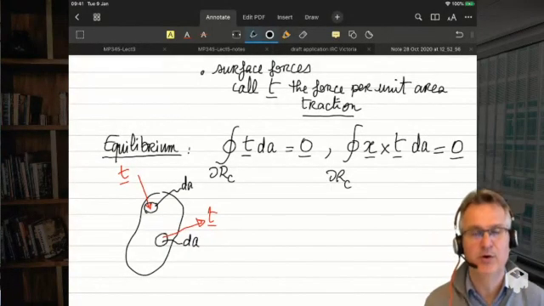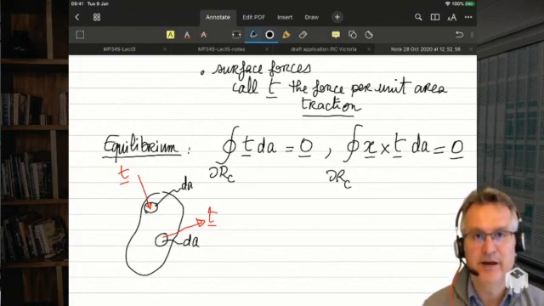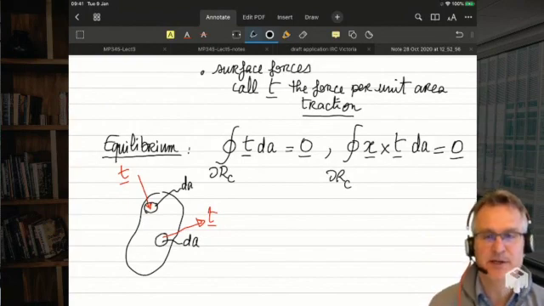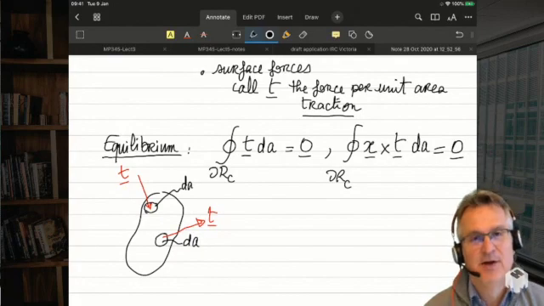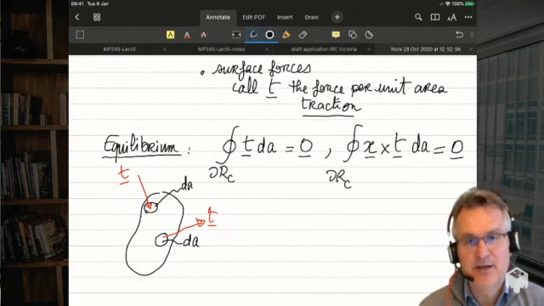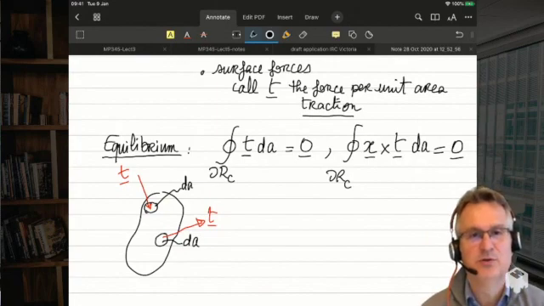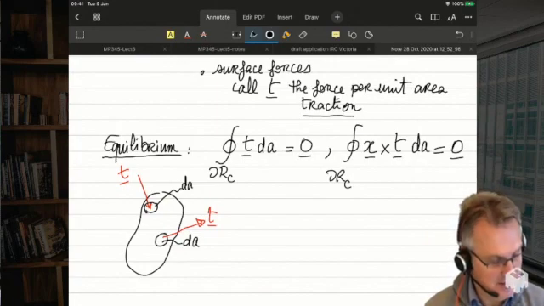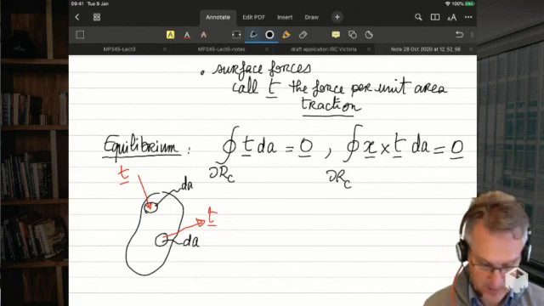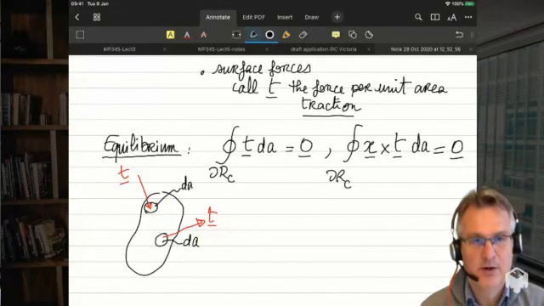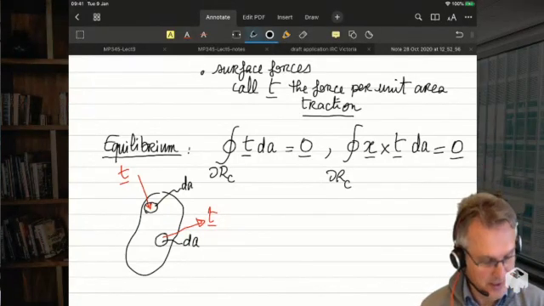Which, if you remember, is R cross F in first year mechanics, first year applied maths. Now F is T dA, because that's the force applied on the small element. Then I need to integrate, but you get the gist. That's equilibrium. Okay, so that wasn't too hard.